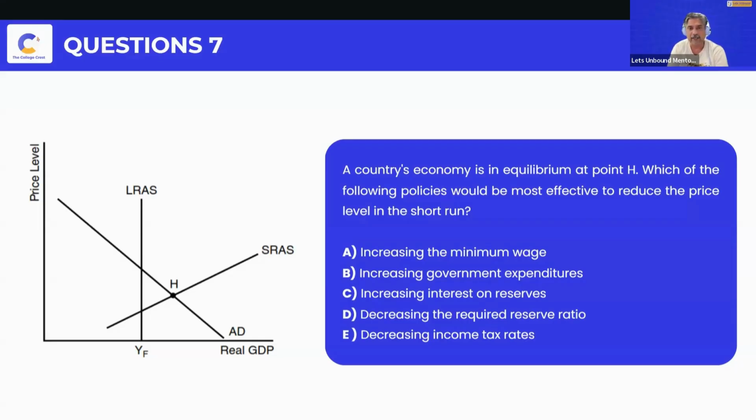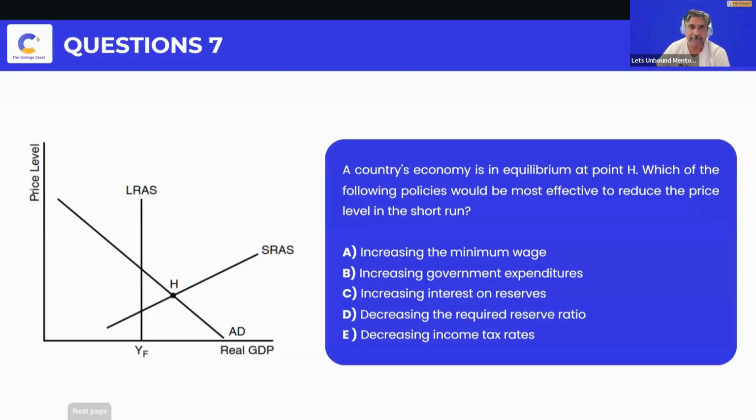So if we have to reduce the price level in the short run, we must make people save more, or increasing the interest on the reserves would obviously lead to a reduction in price levels, because if people are spending more, then obviously it would lead to inflation, a price rise as well. So increasing the interest on the reserves would be a good measure here to reduce the price levels in the short run.